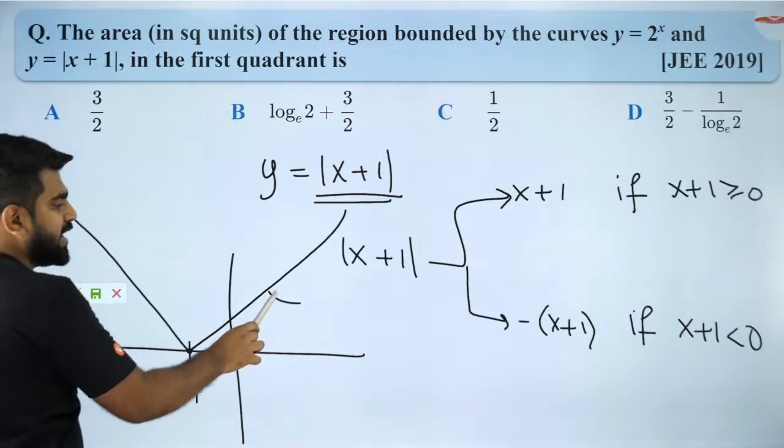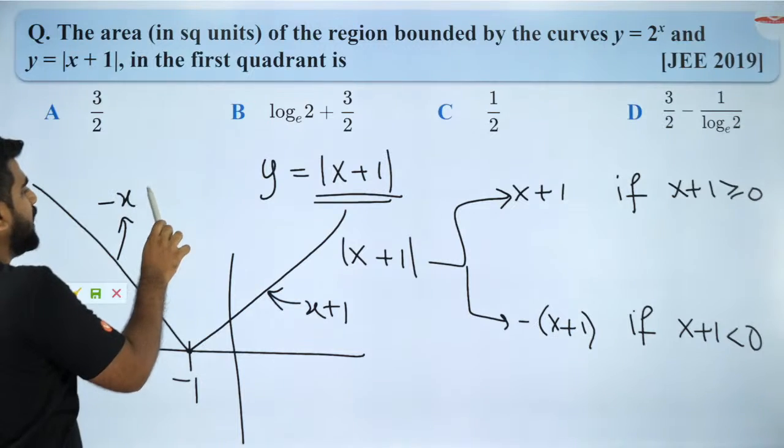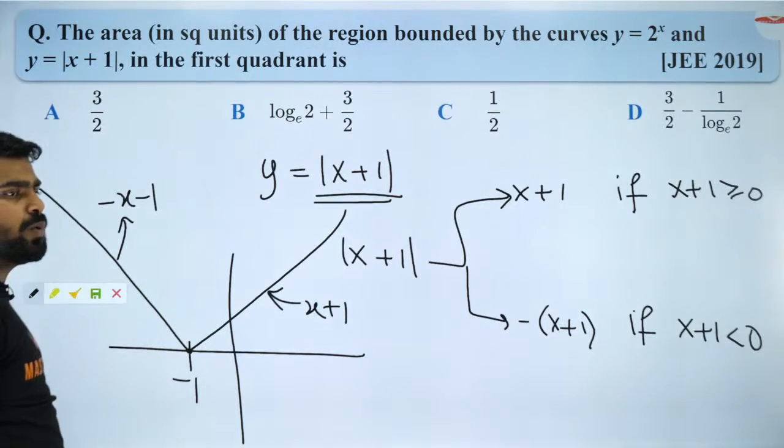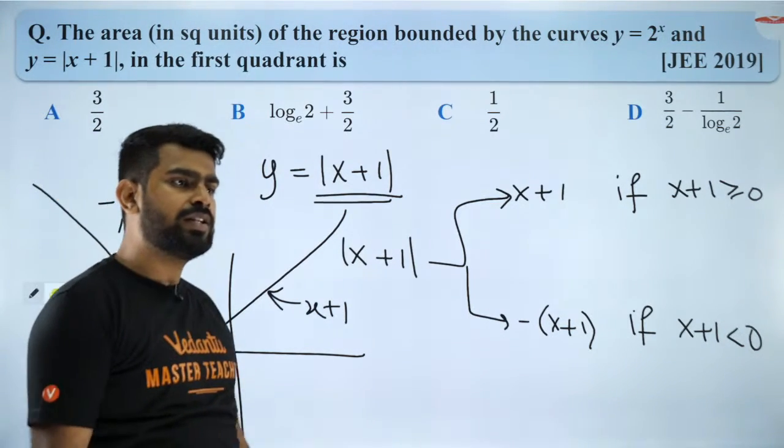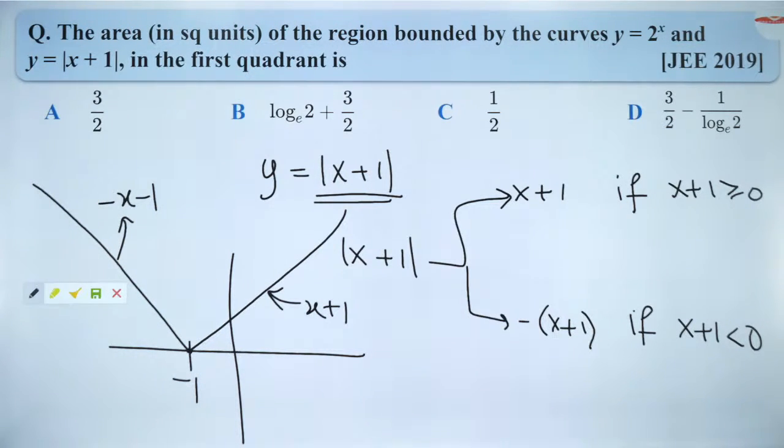So these are just straight lines. This is the graph of x plus 1. This is the graph of minus x minus 1. So that's exactly what I did. Are you clear with it? So that is how modulus graph will work. I hope you guys are clear.